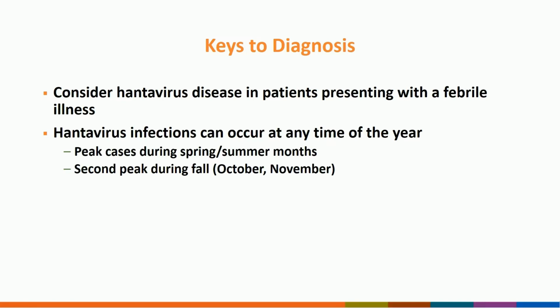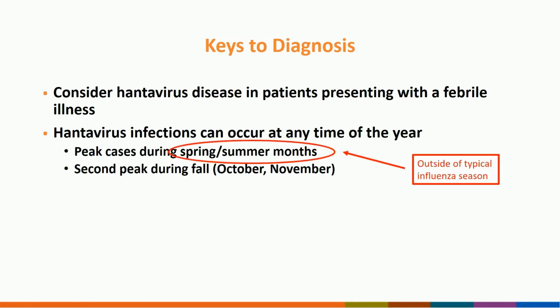First, consider the disease in patients presenting with a febrile illness. Second, remember that infections can occur at any time of year. However, we do see peaks in the spring and summer. In Navajo Nation, we also see a peak in cases during the fall months. It is interesting that the peak in spring and summer is outside the typical influenza season. So if you are seeing a patient in the spring and summer with an influenza-like illness, consider hantavirus in your differential diagnosis.